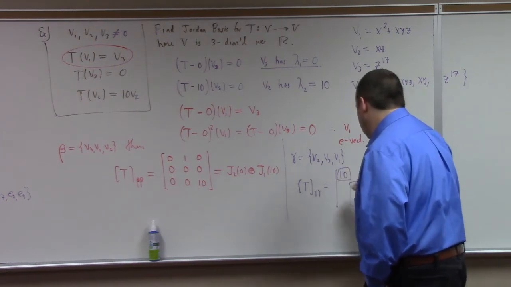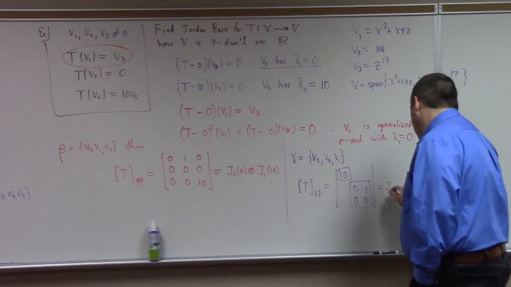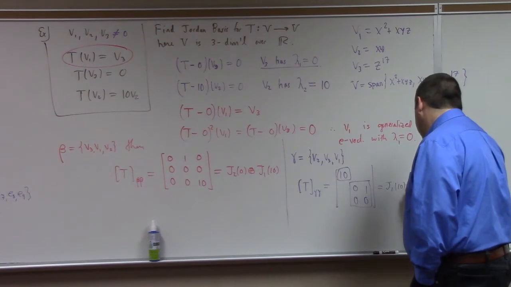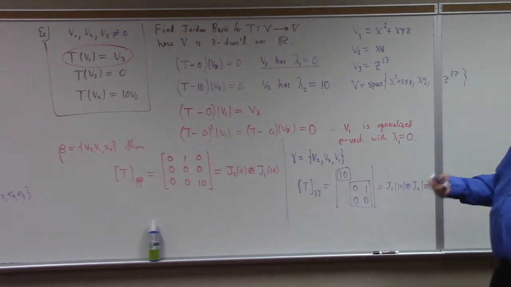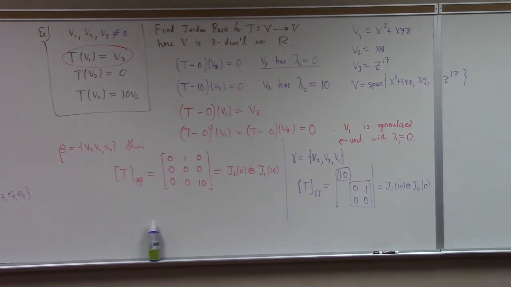See, so this is J1,10 direct sum J2,0. And so it's just a reshuffling of the blocks. How many different Jordan forms are possible for a given matrix is kind of a pesky combinatorial question. So we don't really enjoy that question.